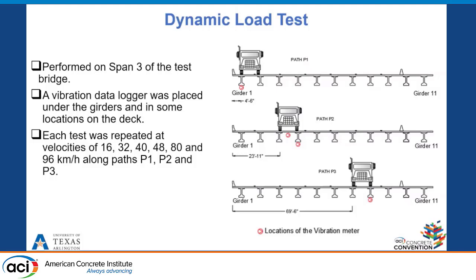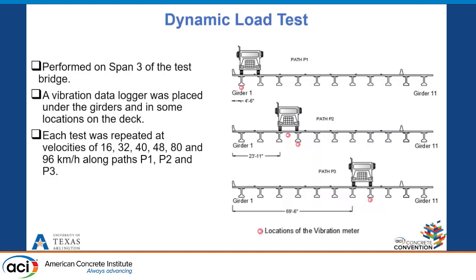The spans' beginning, middle, and end, and the paths for the truck runs were marked on the day of the load testing. The figure shows the different load paths. The truck started before bent 4 and stopped when it exited bent 3. The girder with maximum impact for a particular load path was instrumented with a vibration data logger during each of the load tests, as shown in the figure.